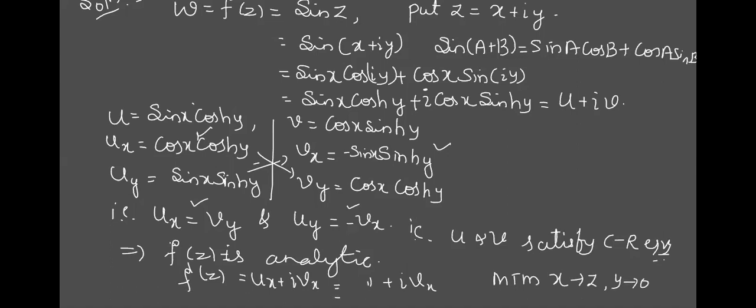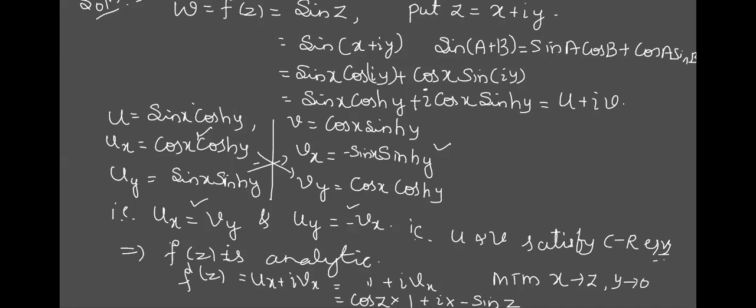So what is my ux? Ux is this part. If I change my x to z, cos x becomes cos z, and cos hyperbolic y with y as 0. What is cos hyperbolic 0? 1. If you want, you can take the hyperbolic function definition and substitute 0; you'll get the value as 1. Plus i into, what is my vx? Minus sine z, because x should be changed to z, and sine hyperbolic 0.